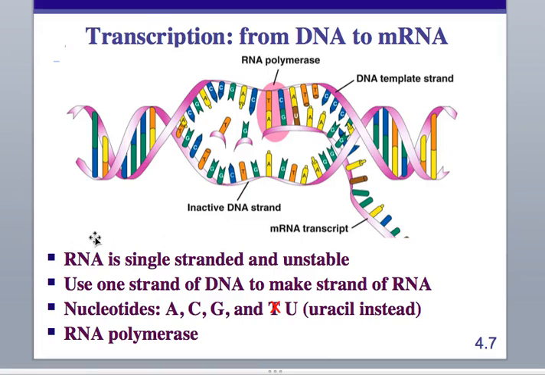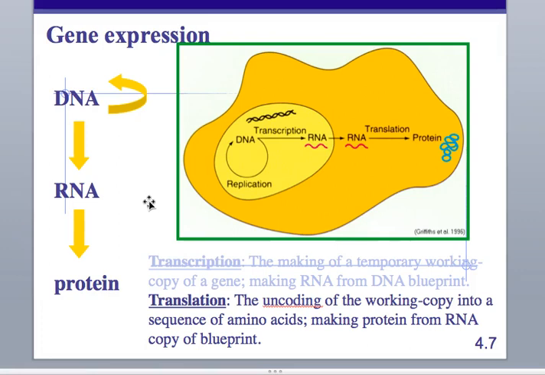Whereas DNA is made up of A, C, T, and G molecules, RNA gets rid of the T and uses uracil instead. Apparently, it's just more stable that way. And again, this happens through the protein RNA polymerase.